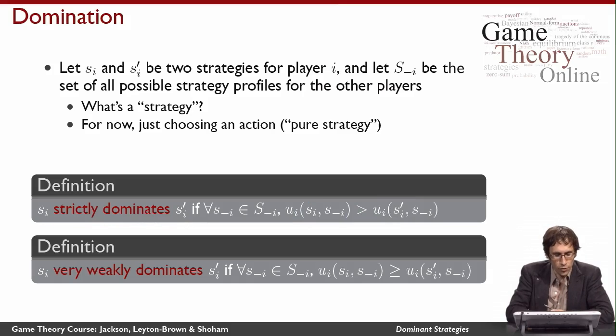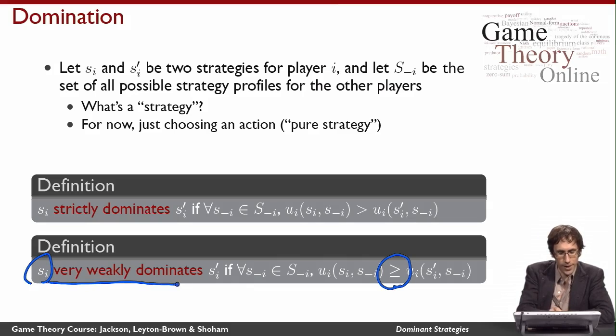Now, we have another notion of dominance, which I call very weak dominance. It's almost the same definition, as you will have noticed. The only difference here is that I have a weak inequality instead of a strict inequality. And so what this is saying is, no matter what everybody else does, I'm always at least as happy playing s_i as I am playing s_i prime. And when that's true, I say that s_i very weakly dominates s_i prime.